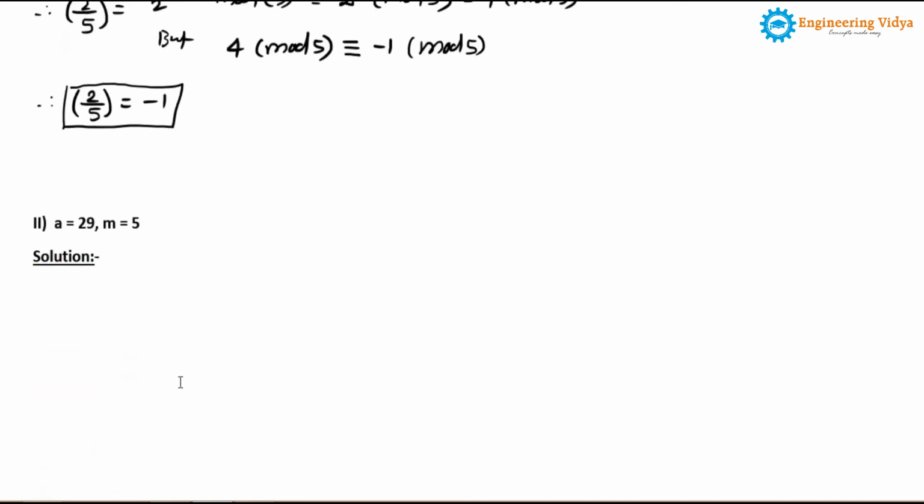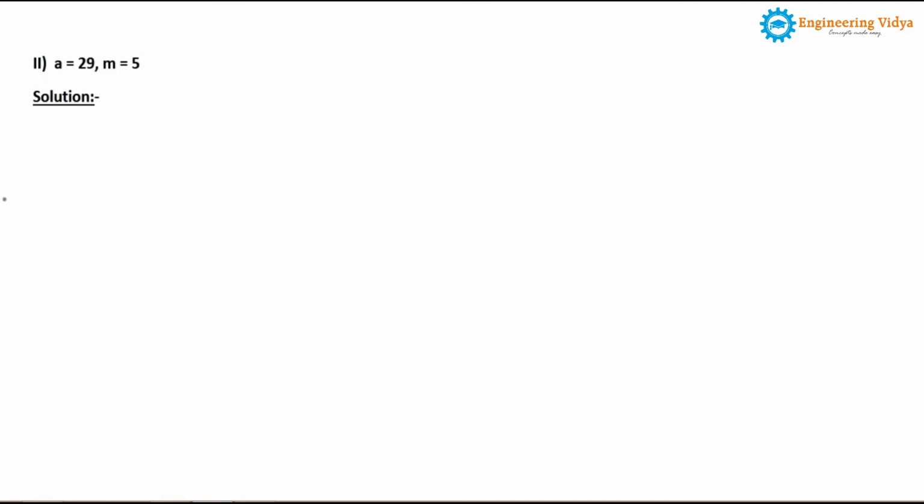Now in the second problem, we have to calculate with a equal to 29 and m equal to 5, right? Since a is 29 and the second operand is 5, which is nothing but p, we have to calculate this. To calculate this, we're going to apply the formula over here.